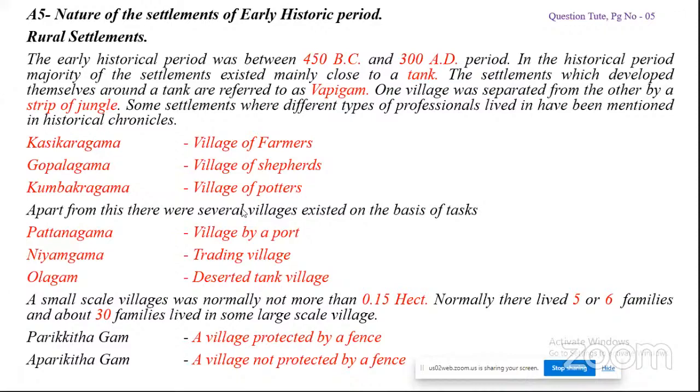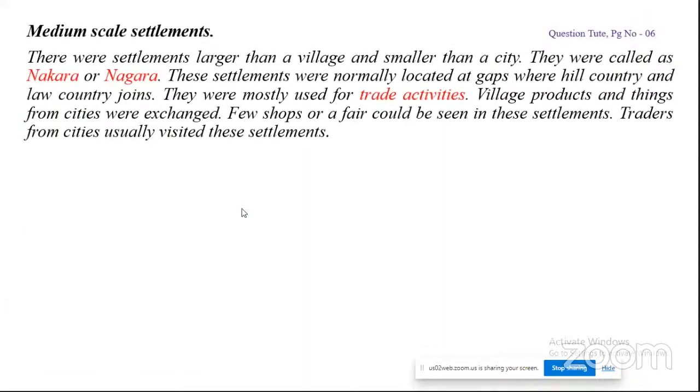Okay, then moving to the next one. Medium scale settlements. What are medium scale settlements? There were settlements larger than a village and smaller than a city. They were called Nakara or Nagara. These settlements were normally located at a gap.